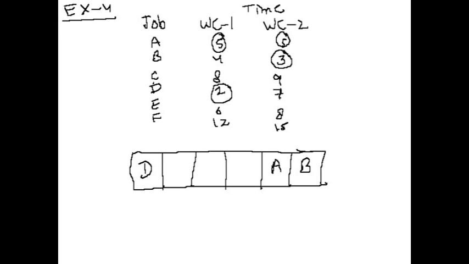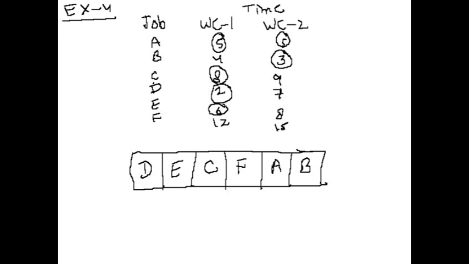So A, B, and D are out, and we look at the remaining ones and the lowest number. That number is 6, and it belongs to work center 1, so we put it on the left side. So E goes to the left. Now E is also out of the reckoning. Then the lowest number is 8, and C goes to the third position. And then obviously you are left with F. So this is how Johnson's rule is used.